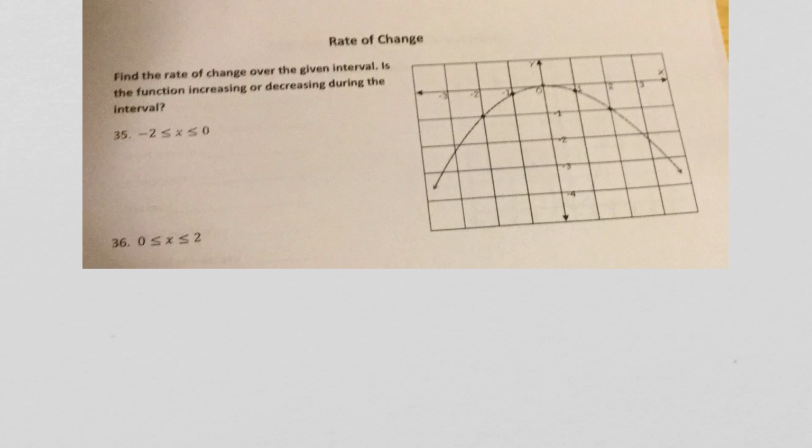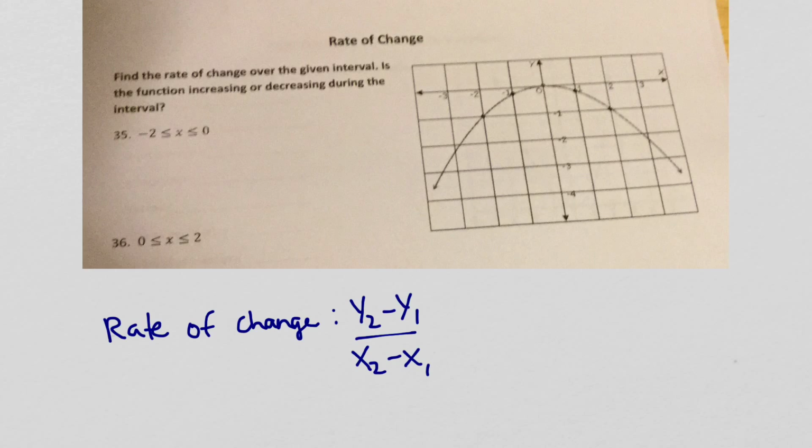So we have to find the rate of change over an interval. The rate of change uses the slope formula. So what I'm looking to see is what is happening with the graph at two separate points. So rate of change is y2 minus y1 over x2 minus x1.